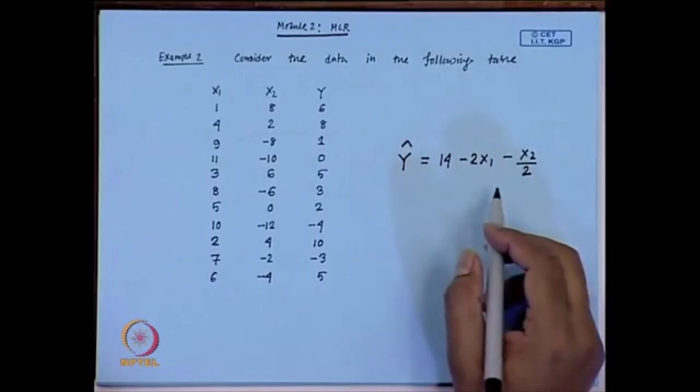Now, once we have the fitted model, what we do is check the significance of the fitted model by using the global test. That means we test the hypothesis that beta 1 equal to beta 2 equal to 0 against the alternative hypothesis that H naught is not true. The null hypothesis that beta 1 equal to beta 2 equal to 0 says that there is no linear relationship between the response variable and the regressor variables. And we test this hypothesis using the global F value that is obtained from the ANOVA table.